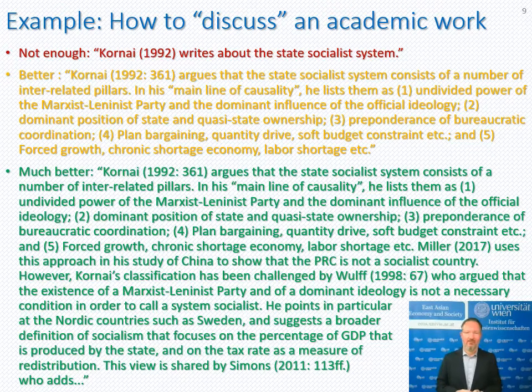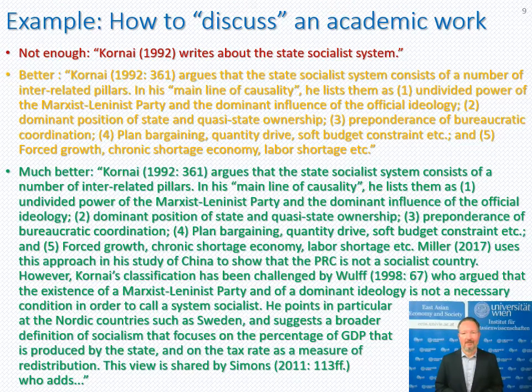I'm using my traffic light logic here again. So red is not so good, yellow is okay-ish, and green is actually what you should be aiming for. I've taken the example of Janos Kornai's book on the communist system or socialist system, political economy of communism, or I usually mix those up. Anyway, he writes about the political economy of the socialist system.